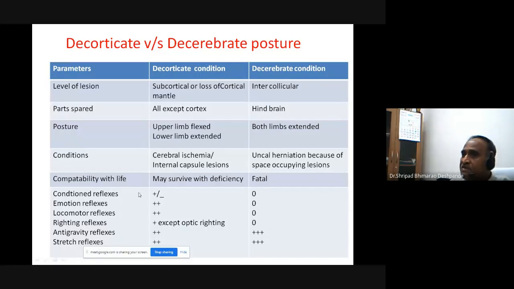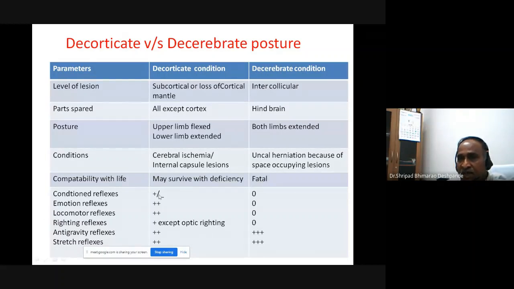Compatibility with life. Here, this person may survive. He may be in a sort of peculiar situation, but he may survive with gross deficiencies, mental and motor sensory deficiencies, but he may survive because other things are being worked out. This condition is fatal. He may die unless he is attended.